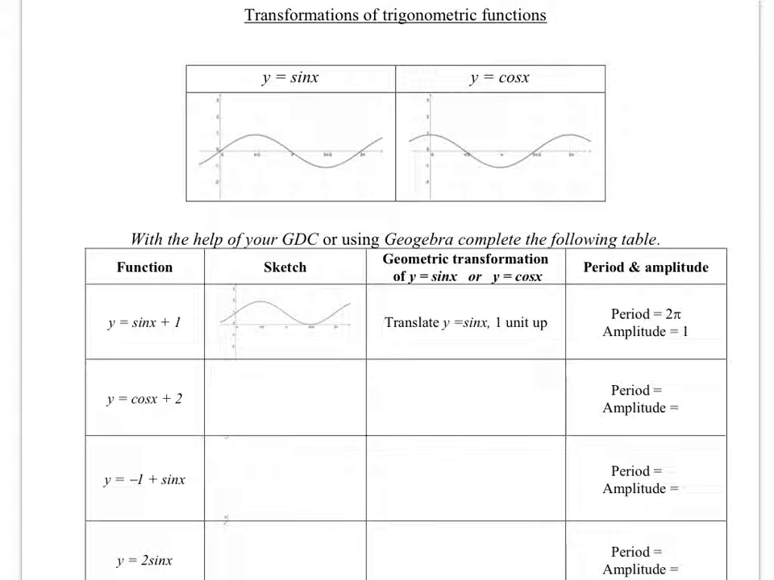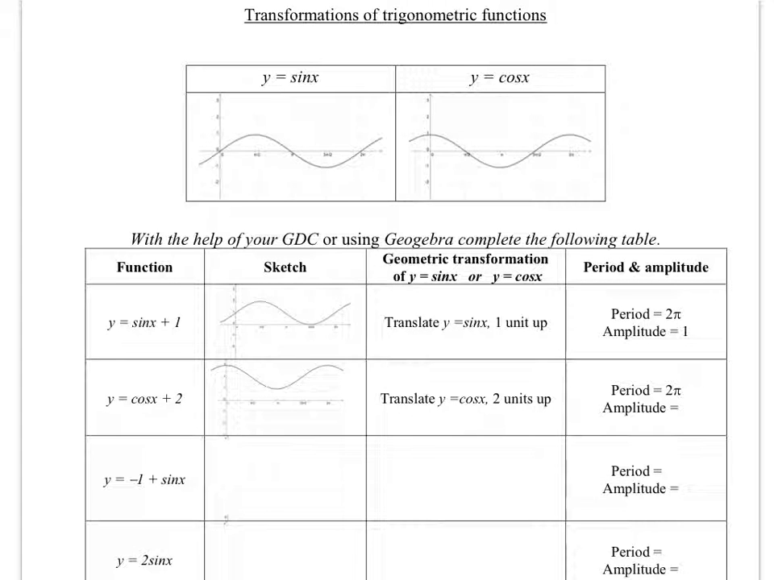In this second example, cosine of x plus 2, what we expect to happen is that the cosine graph is going to be shifted up by 2 units. And in fact, you can see, if you compare this graph with this graph, that this graph is indeed the same as this graph, but just shifted up by 2 units. So you would just describe that like this. Again, the period and the amplitude are exactly the same as they were to start off with.